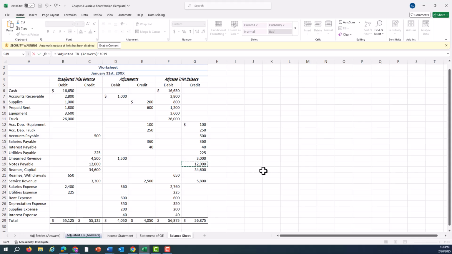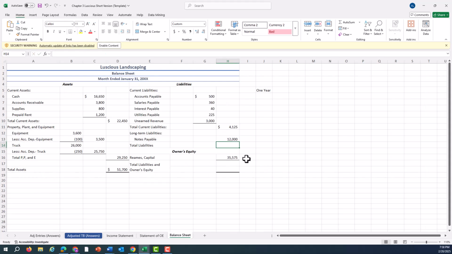So now what are my total liabilities? Well, I have $4,125 worth of debts that I'm going to pay within the next year. Luscious Landscaping has $12,000 that they're going to take more than a year to pay off in the future, but all in all, our company owes people $16,125. So down here, the last number that we have left is our total liabilities and our owner's equity.